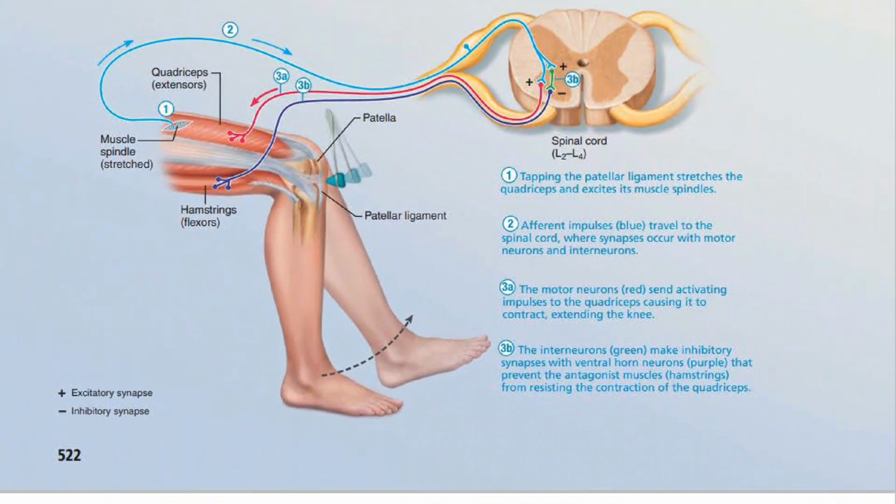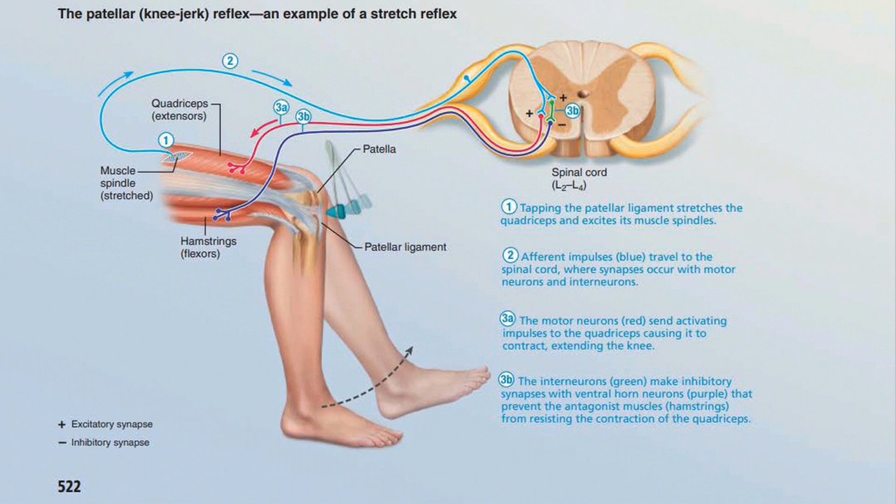You can see this figure. This is about the Taylor or the knee jerk reflex. Okay, and this Taylor reflex is an example of a stretch reflex.